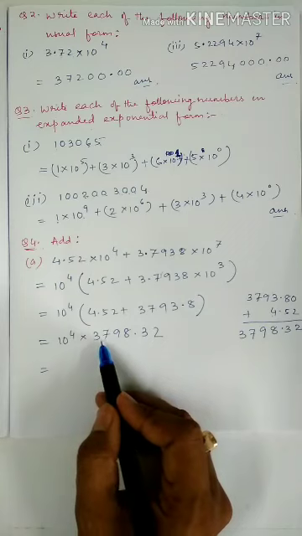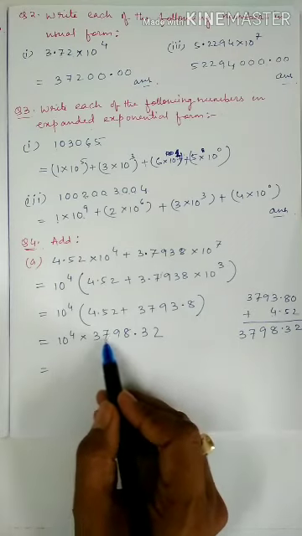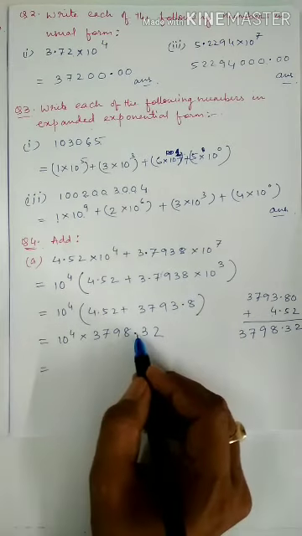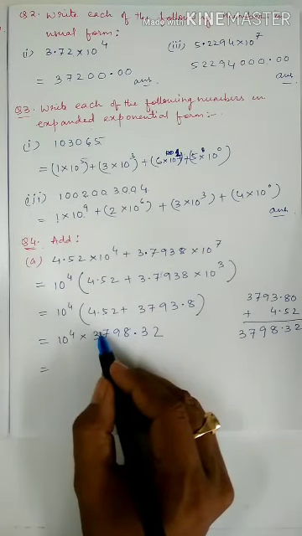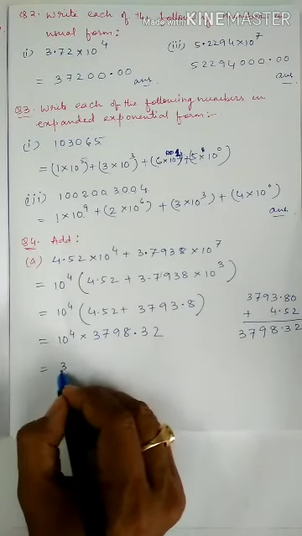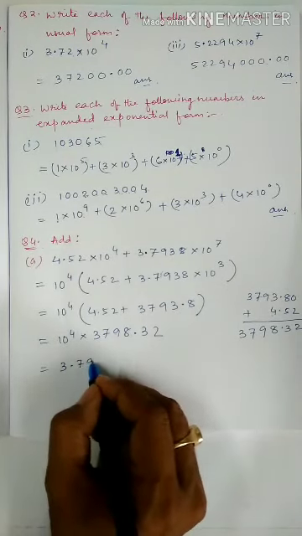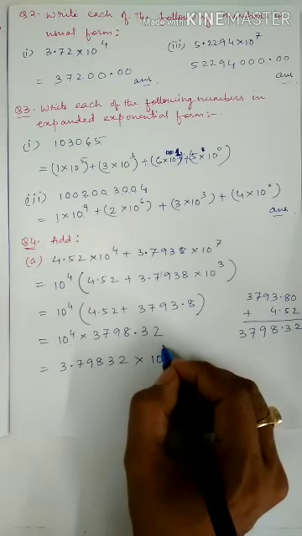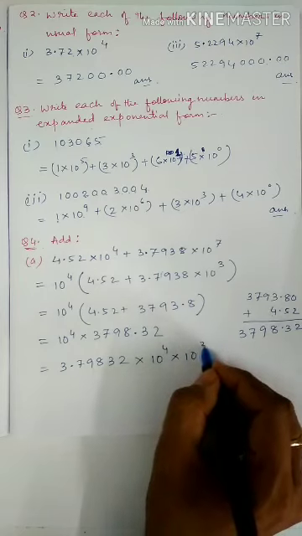Why? Because here before the decimal, how many numbers are there? 4 are there, but it should have only one digit. So what will happen? The decimal should be shifted to how many places? 1, 2, 3 places. We have to shift the decimal. So what we will write? 3.79832 into 10 to the power 4 into 10 to the power 3.